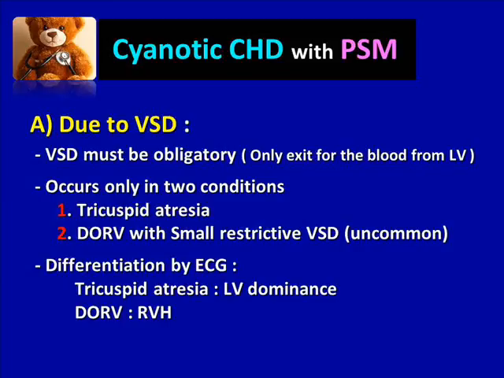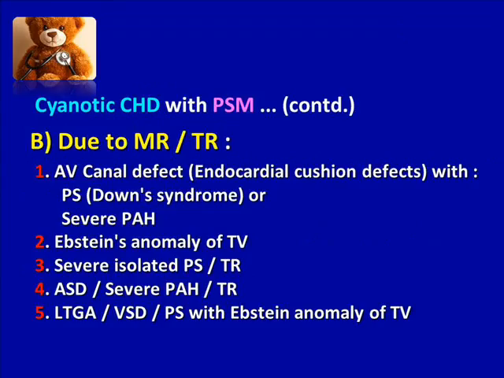In tricuspid atresia, ECG shows LV dominance, whereas in double outlet right ventricle, the ECG shows RVH. So again, the cyanotic congenital heart disease with pansystolic murmur can be due to MR or TR, and this occurs in AV canal defect, that is endocardial cushion defect with PS or Down syndrome, or in severe pulmonary artery hypertension.